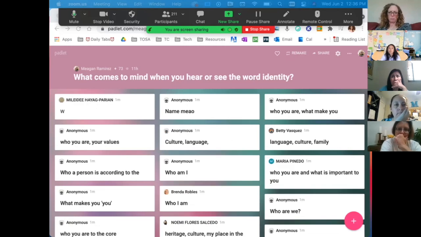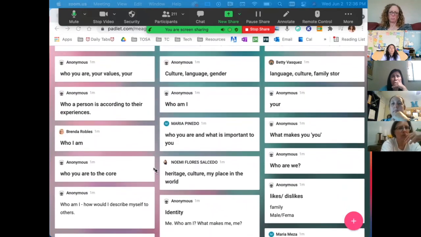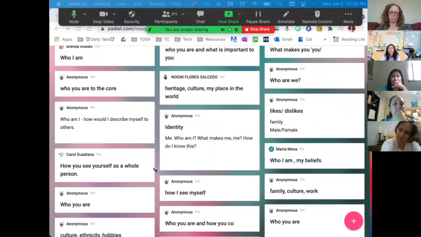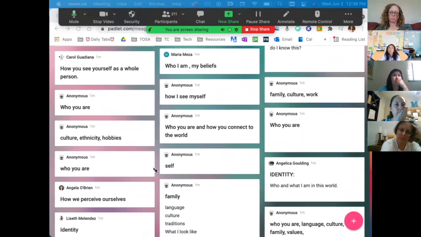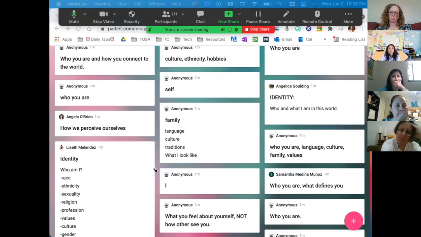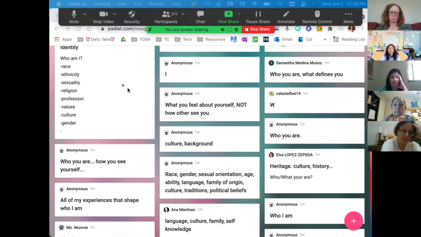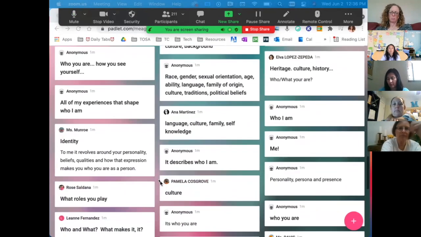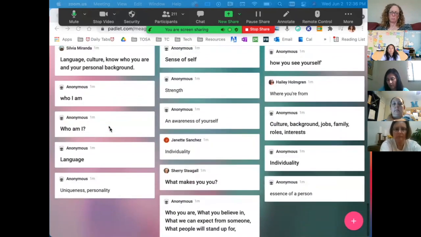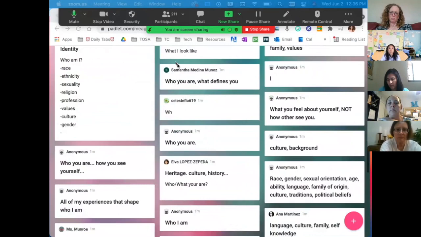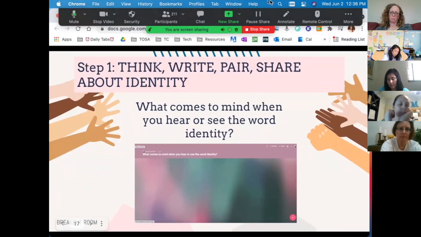Okay, so you probably can see on my screen as these are popping up: a lot of who I am, who you are to the core, heritage, culture, my place in the world, family, work, ethnicity, hobbies, who and what I am in this world. Who are you? What defines you? It revolves around your personality, beliefs, qualities. I can't read them long enough before they pop down again. All right, great. Thank you for taking the time to answer that.